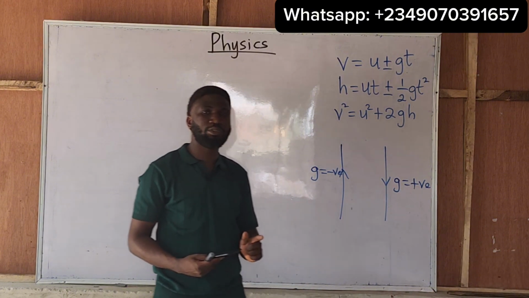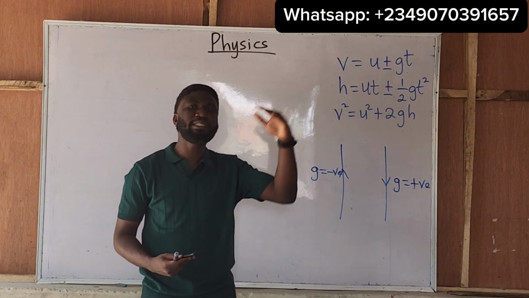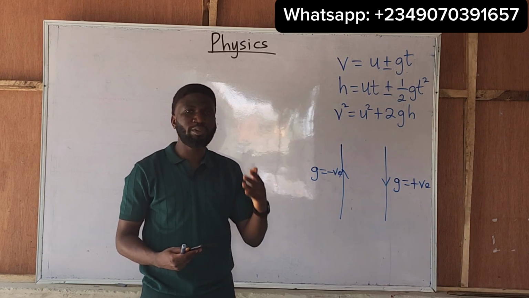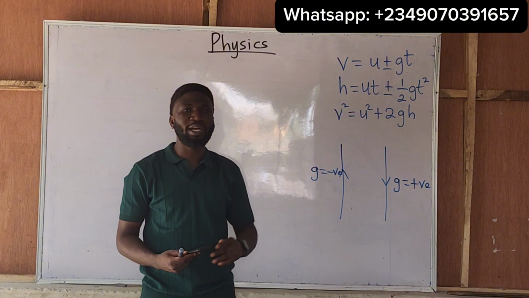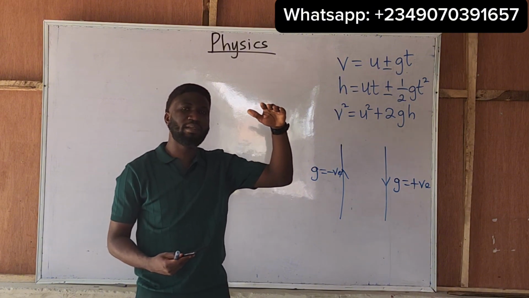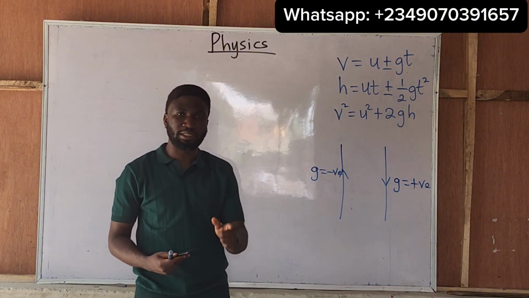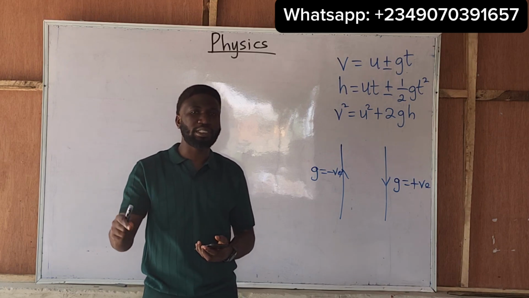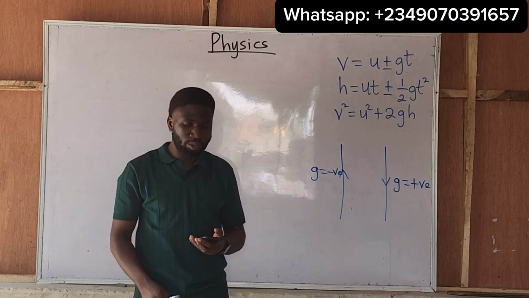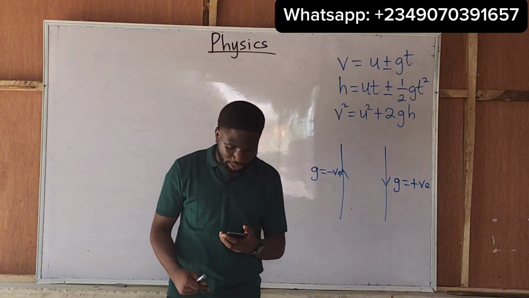And one other thing you need to take note of is the maximum height. When an object is thrown vertically upward and gets to the maximum height, the final velocity is 0. At maximum height, the final velocity is always 0. So with this, we should be able to answer the question.